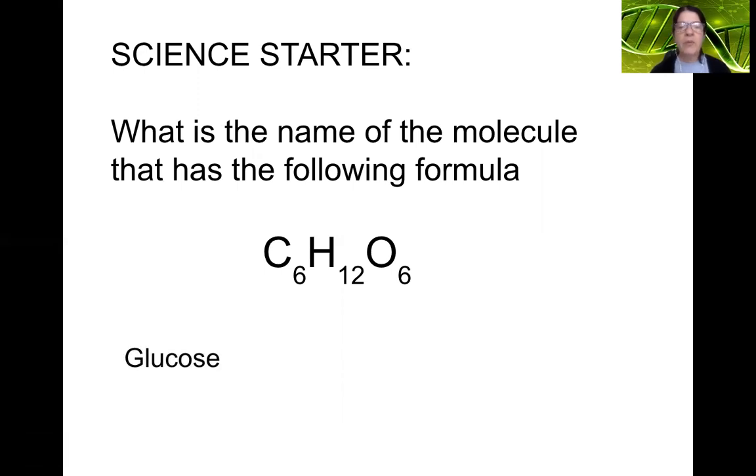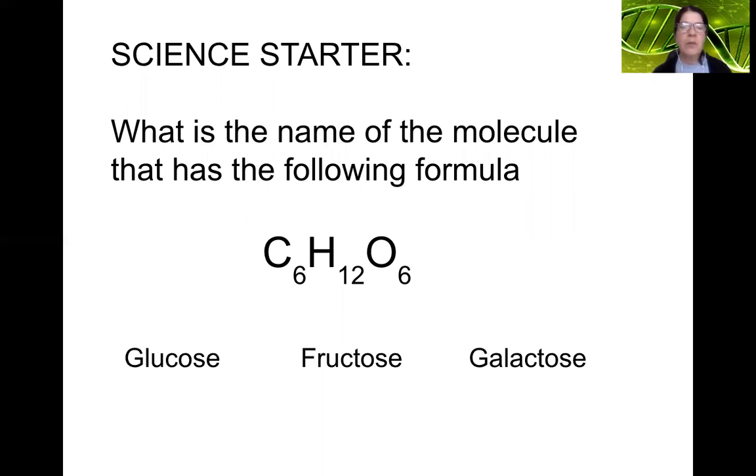I bet most of you said glucose. This is the formula for glucose. You've seen this formula many times. However, this is also the formula for fructose, the sugar contained in fruit, and galactose. So three different sugars, three different molecules, glucose, fructose, and galactose, have the same formula, C6H12O6. How is that possible?